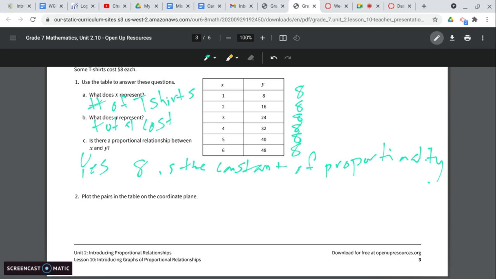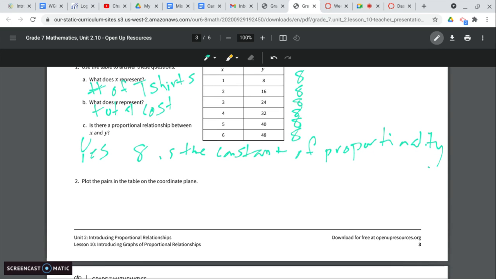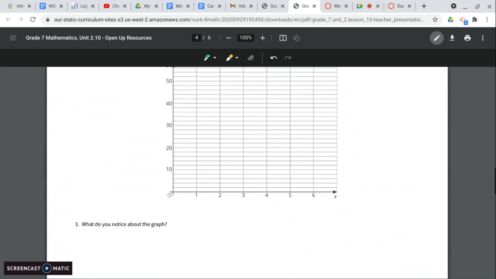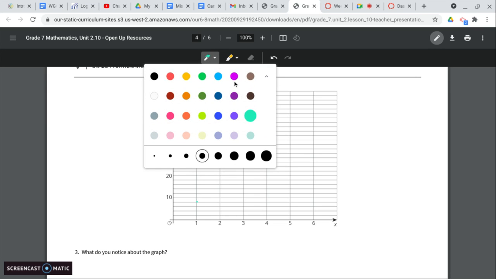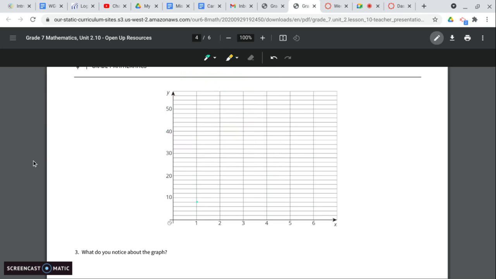All right, so now we're going to plot these on the coordinate plane. So the coordinate plane is down here. We have 1, 8. I think these are going by 2: 2, 4, 6, 8. Yep, so 1, 8. Okay, so 1, 8. We have 2, 16. So 10, 12, 14, 16.